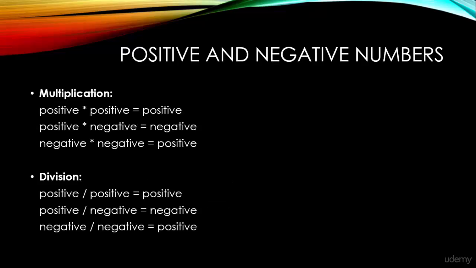Positive and negative numbers. A positive number is a real number that is greater than 0. A negative number is a real number that is smaller than 0. Coming to the rules, 0 is not positive, not negative. And multiplication, positive into positive gives positive, positive into negative gives negative, negative into negative gives positive. Division, positive by positive gives positive, positive by negative gives negative, negative by negative gives positive.